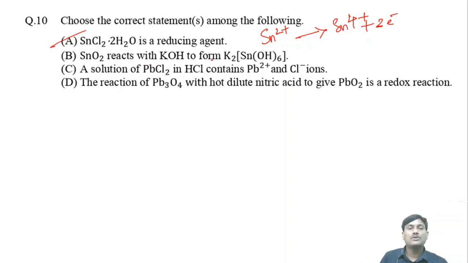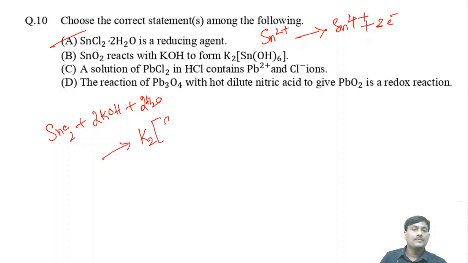SnO2 reacts with KOH to form K2[Sn(OH)6]. This one is also correct. SnO2 and 2 equivalents of KOH plus 2 H2O, there is a formation of K2[Sn(OH)6]. This one is also true.